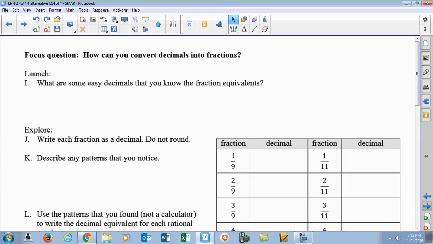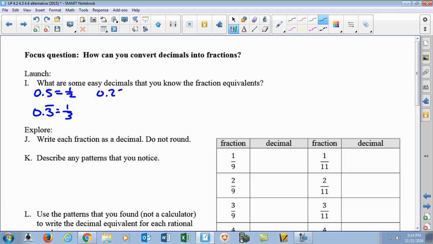So we go to the back page here. What are some easy decimals that you know the fraction equivalent? Well, we kind of talked about some earlier, right? 0.5 is what? A half. Good. 0.3 repeating is a third. Good. How about 0.25? What's that fraction? Good. A fourth.